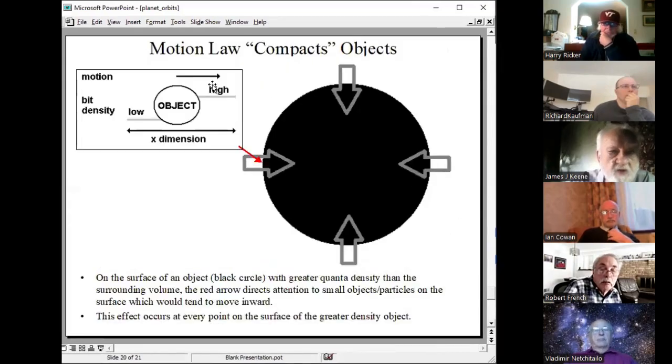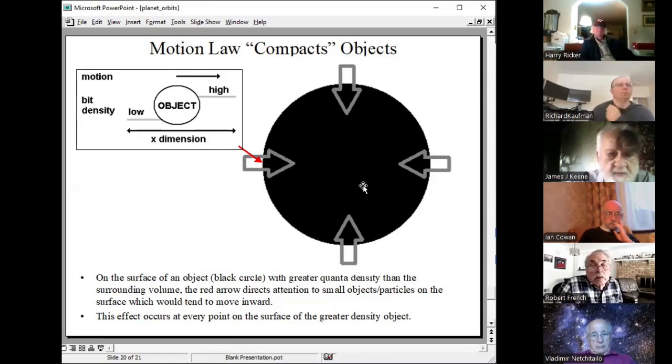Also, we can talk about creating the surface of an object. The law of motion would tend to compact objects with outgoing radiation pressure pushing the material toward the surface of an object like a planet or the moon or the Earth, but also with a centripetal motion here at the surface. I show four arrows, but all the way around on the surface, quanta will tend to move toward the higher density area here to form the surface, actually.